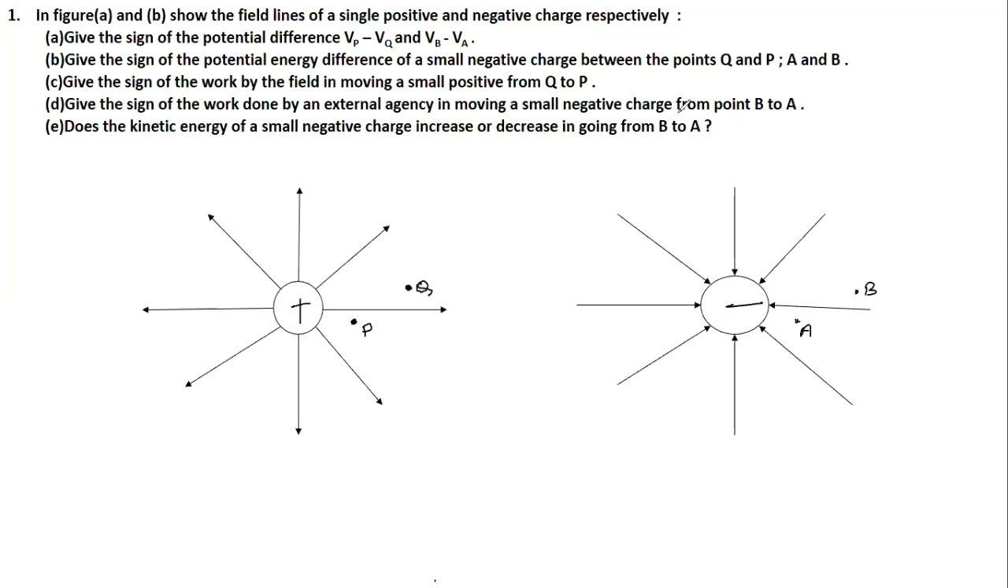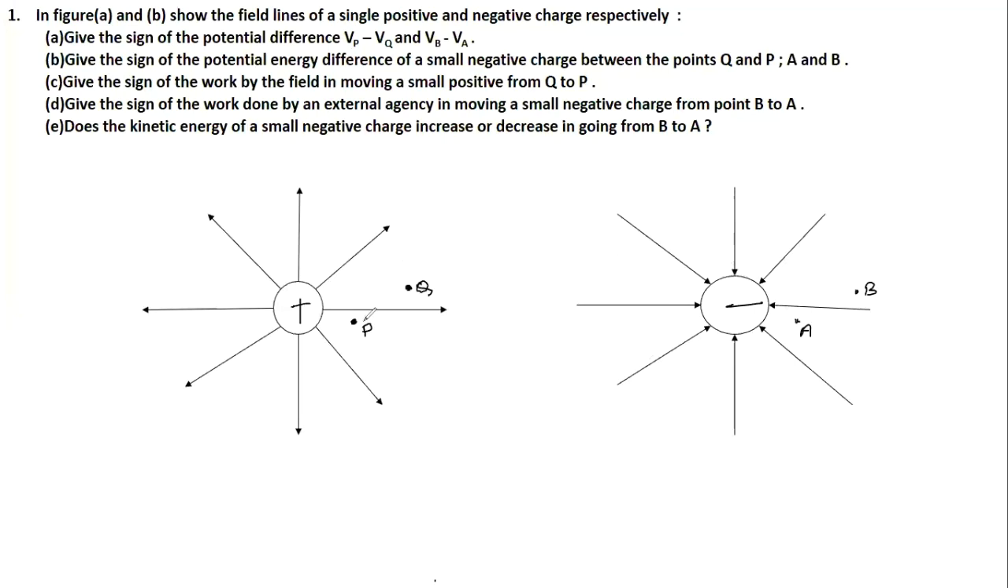Okay. So this question is very important. You're given two different figures. One of the figures is for a positive charge, having a radially outward electric field, and in the second diagram, as you can see, you're having a negative charge. So you're having a radially inward electric field.